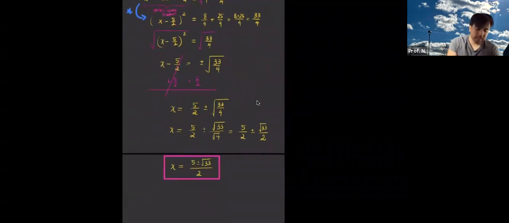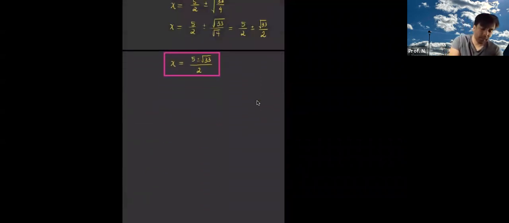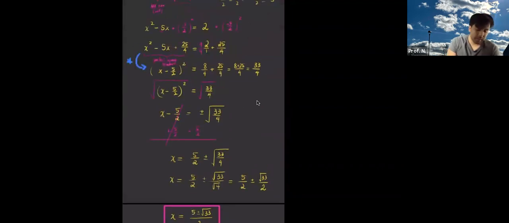Yeah. So that's the key step. So let me write it again, okay? So let me go back. So x minus 5. So this is a key step. If you know how to do this, everything will go well with you. Let's see. So we got x squared minus 5x plus 25 over 4.